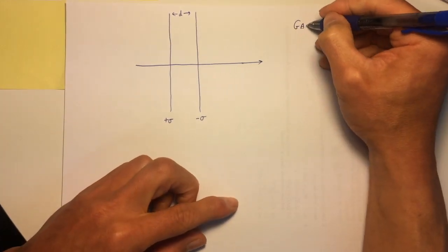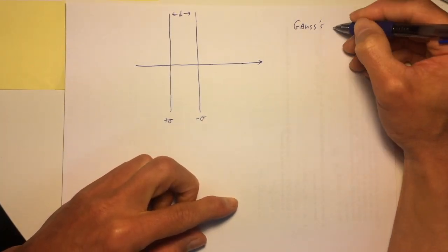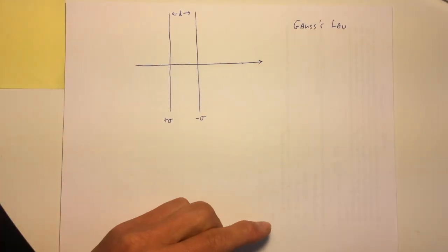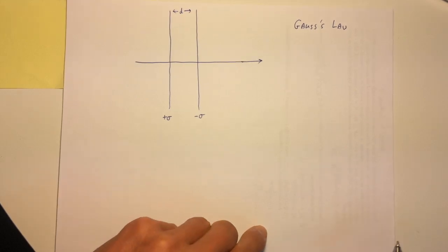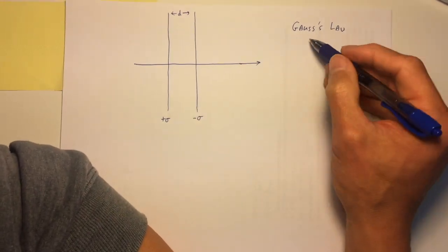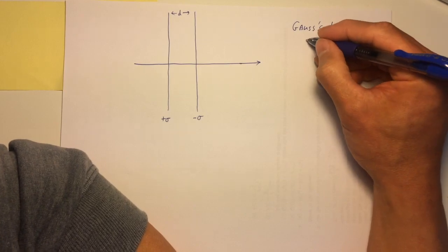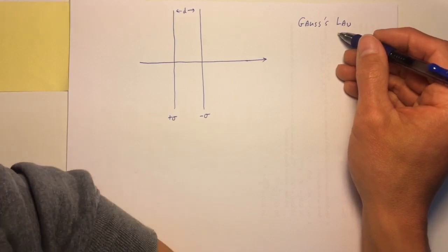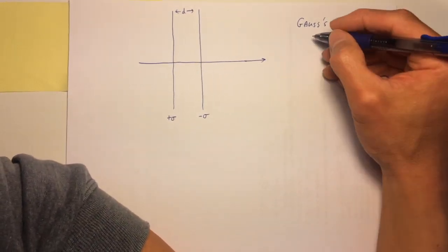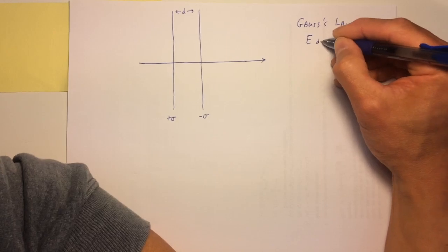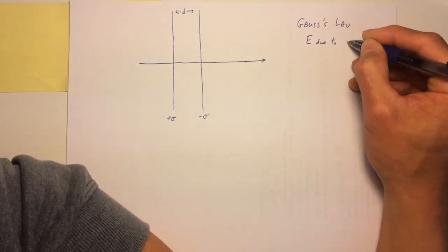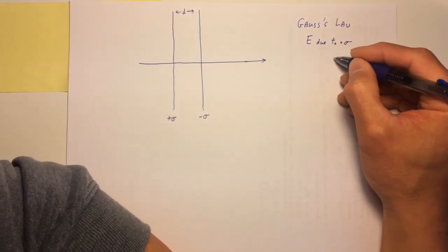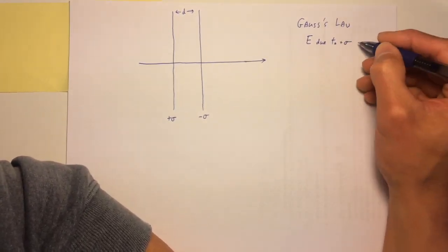Gauss's law. So you see, we're talking about electric field, right? We're talking about infinite planes of uniform charge, surface charge density, and all kinds of stuff. So Gauss's law is relevant, and I'll show you why. Gauss's law is really useful in this situation.